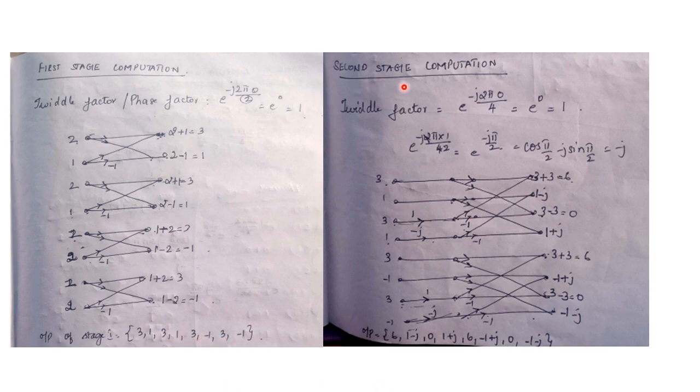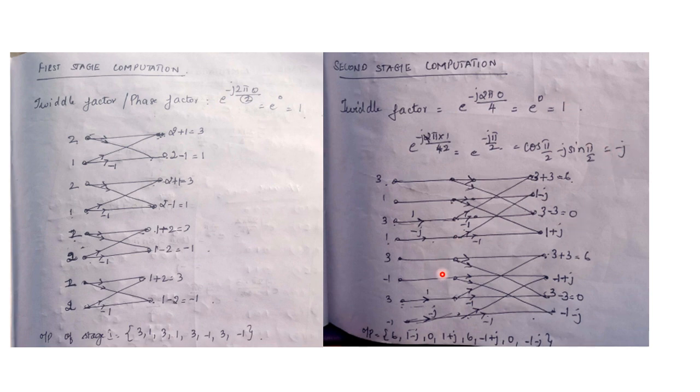Next we move on to the second stage of computations. Here we have two twiddle factors. e power minus j 2 pi 0 by 4 becomes e power 0, which is 1. One is the first twiddle factor. For the second, in the same expression you substitute n equal to 1, then you get e power minus j pi by 2. This can be expanded as cos pi by 2 minus j sin pi by 2, where cos pi by 2 is 0 and sin pi by 2 is 1, so we get minus j. So the twiddle factors for the second stage of computation are 1 and minus j.